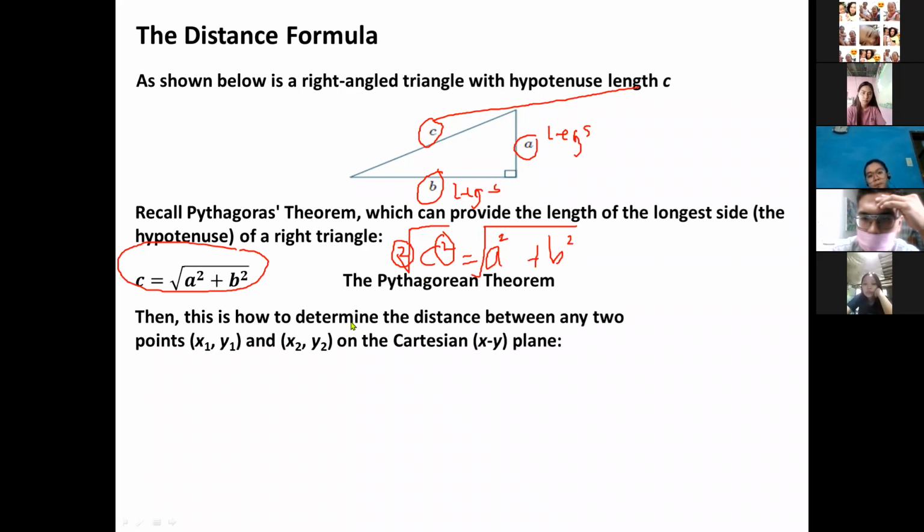Then, this is how to determine the distance between any 2 points, x sub 1, y sub 1, and x sub 2, y sub 2, on the Cartesian xy plane. For example, this is our graph.